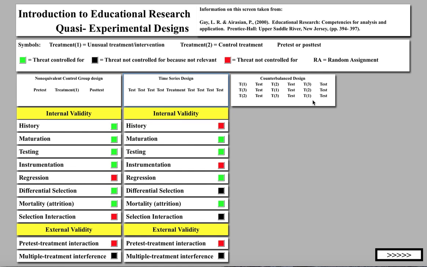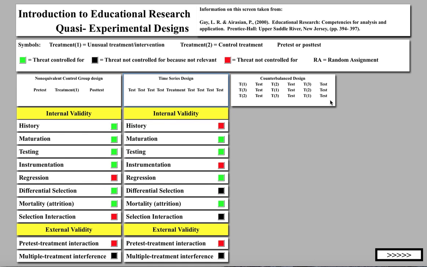The final design is the counterbalance design. In this design, all groups receive all treatments, but in a different or counterbalanced order. So look here, we have treatment 1 and we have a test. This group gets treatment 1 and a test, treatment 2 and a test, treatment 3 and a test. This group gets treatment 3 and a test, treatment 1 and a test, treatment 2 and a test, and this group gets treatment 2, then a test, treatment 3 and a test, and treatment 1 and a test. So the treatments are counterbalanced across the groups.